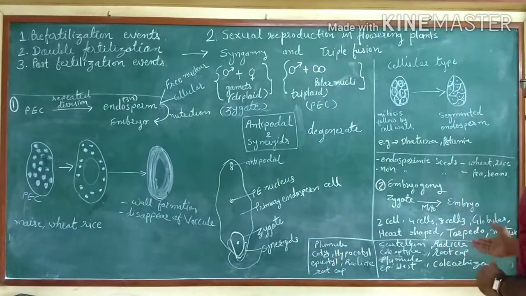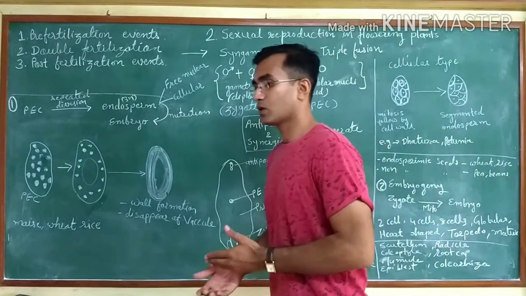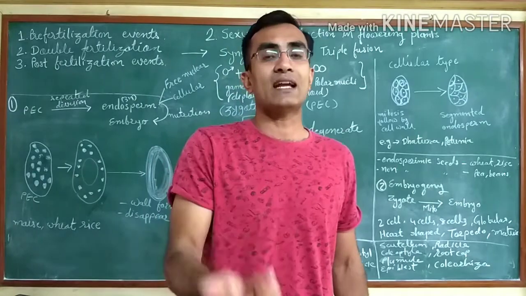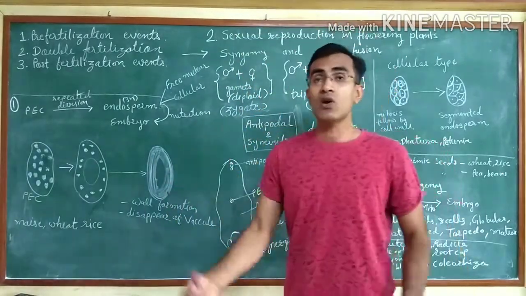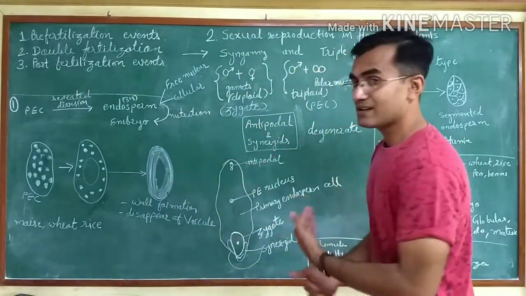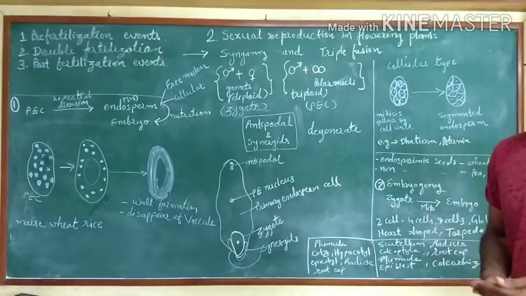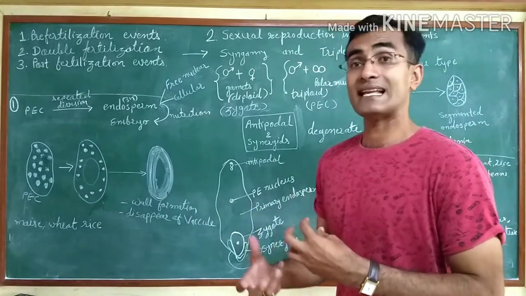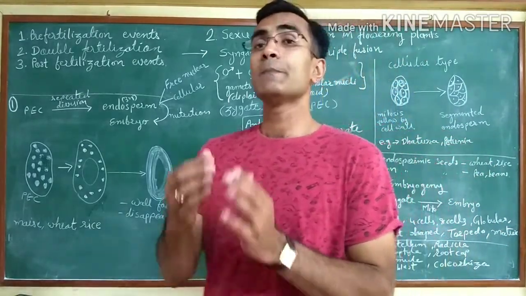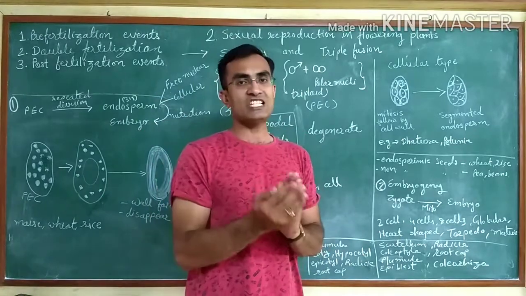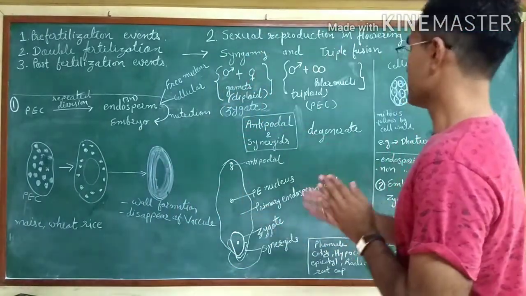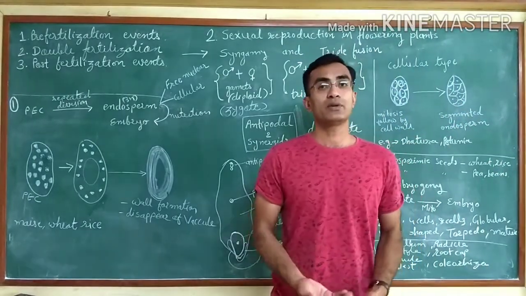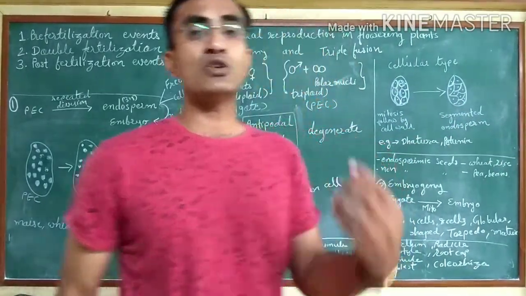Now the second one is embryogeny. Okay, as we have seen during double fertilization, the formation of the zygote takes place. The zygote then divides mitotically and forms multiple cells, and these cells form a proper arrangement and form an embryo. So the formation of an embryo is called embryogeny. What happens during embryogeny?